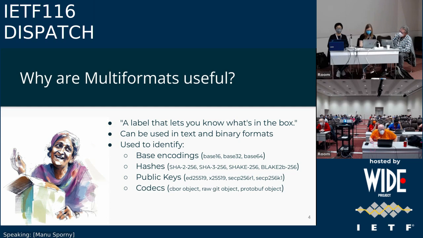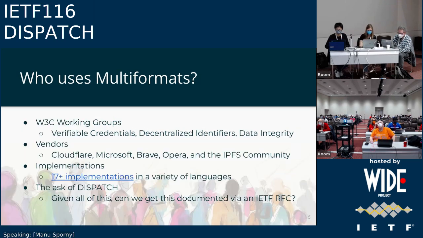Multi-formats are also used to identify types of public keys like ED-255-19, X-255-19, SECP-256-R1, so on and so forth, as well as codecs. So multi-formats are used as byte headers to tell you that the next set of bytes is a CBOR object, or a raw Git object, or a protobuf object. So multi-formats are used as headers to identify all these different types of strings, byte strings. Okay, next slide, please.